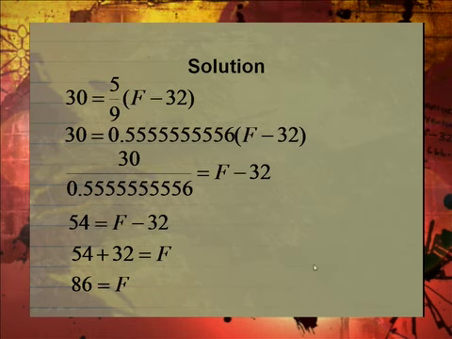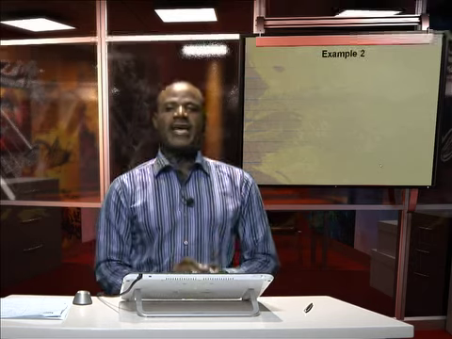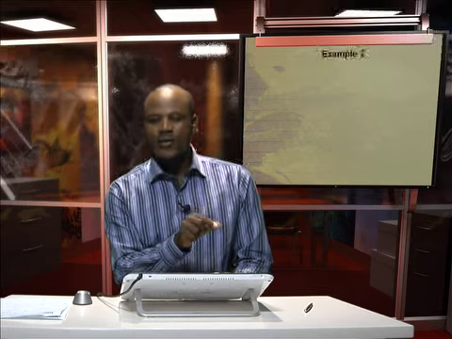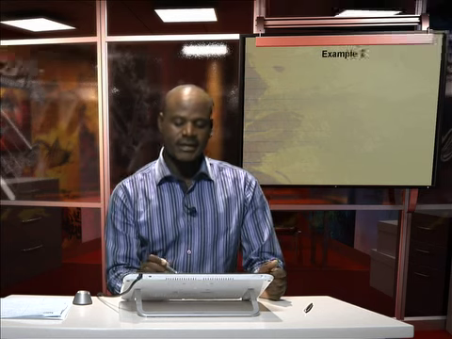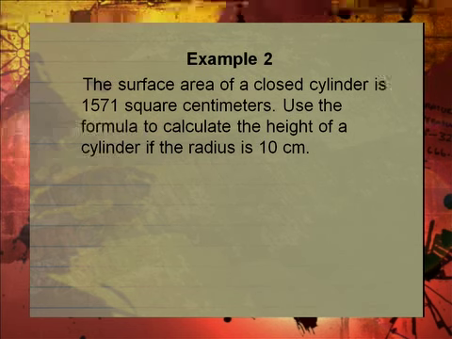Right. Cool. Now, we look at example 2. Remember, we're still on working with the formula where the subject of the formula is not the variable we're working out. We're working out the variable on the right. Let's look at the next example that will support what we talked about. We have the surface area of a closed cylinder as 1571 square centimeters. Use the formula to calculate the height of a cylinder if the radius is 10.